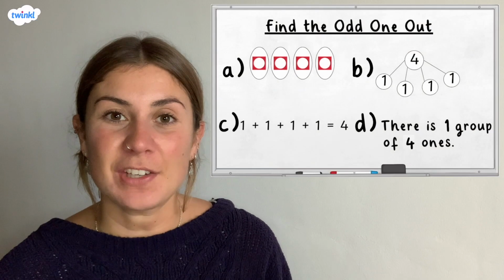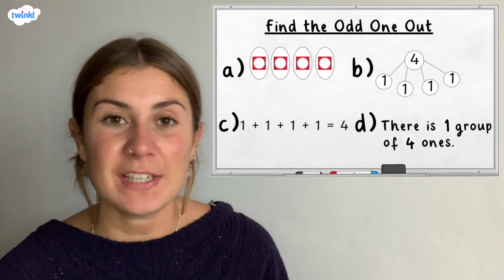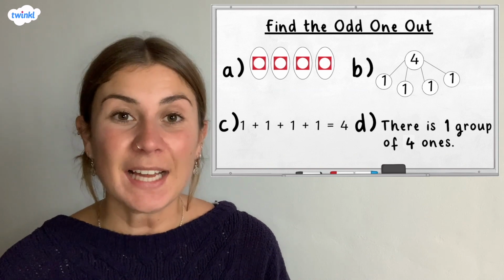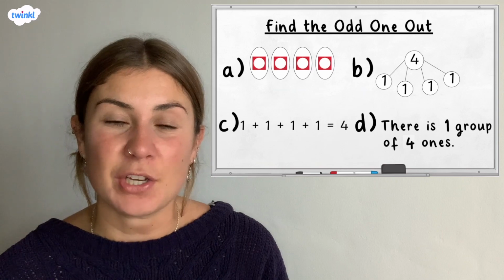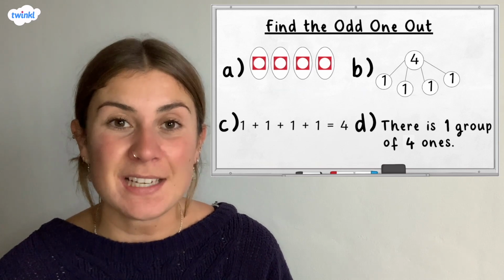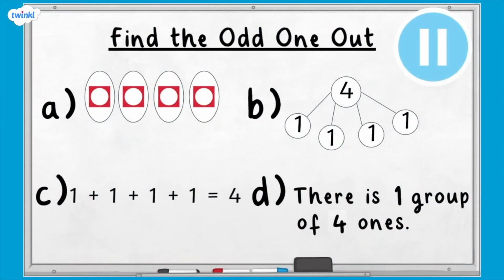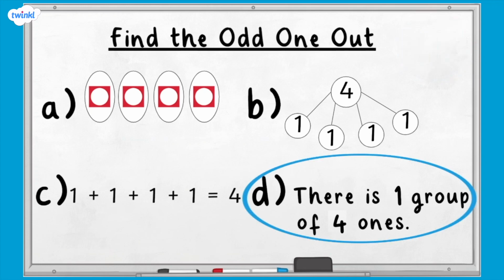For the last challenge, I'd like you to carefully look at these number representations. Can you circle the number representation which is the odd one out, and explain why? Here is the answer. If you said that the other representations were showing 4 lots of 1, but D was showing 1 group of 4, then you are correct. Well done. I hope this video helped you understand how to multiply by 1.